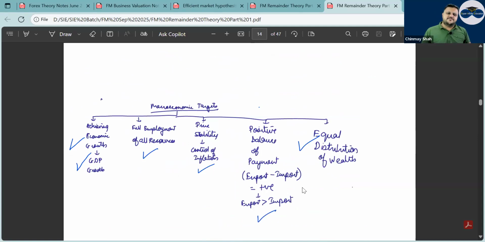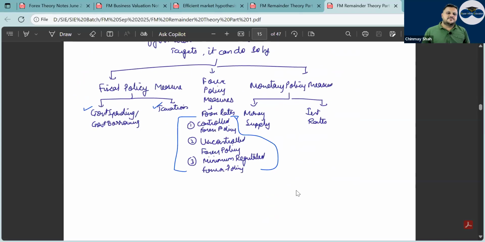Achieving economic growth, that is GDP growth, and full employment of all the resources. There has to be price stability or control of inflation. Positive balance of payments, that means export should be higher than the import, correct? And equal distribution of wealth among everyone, correct?